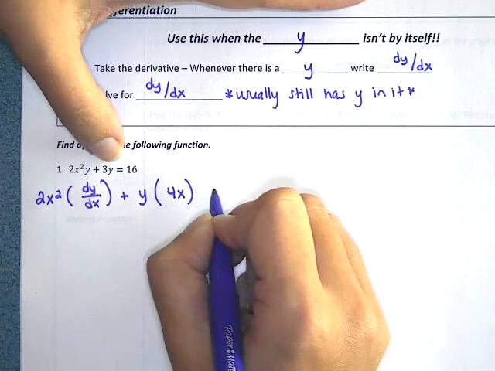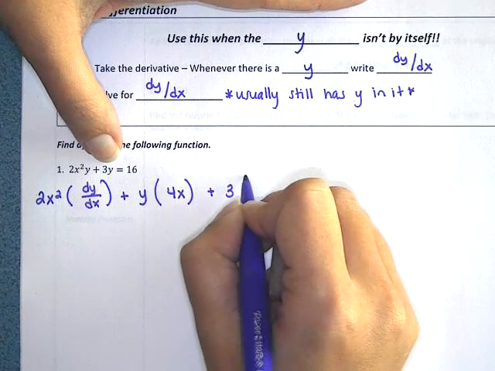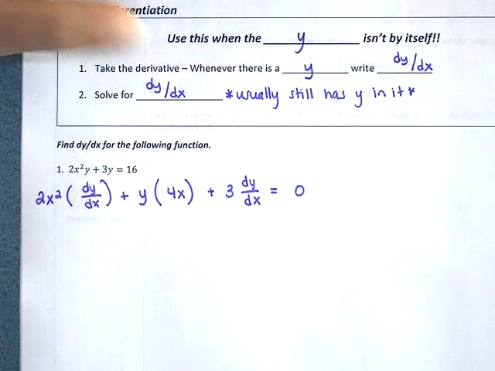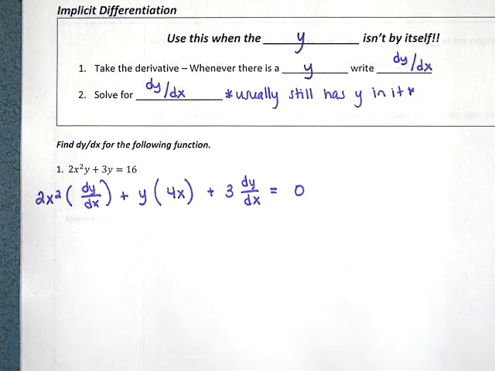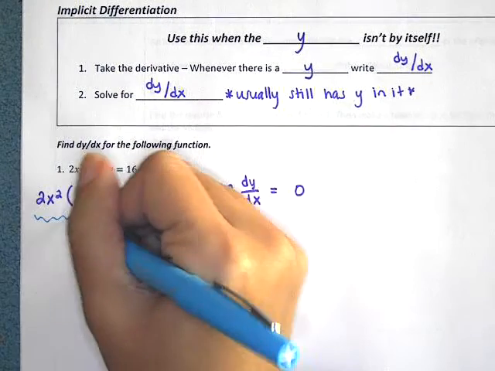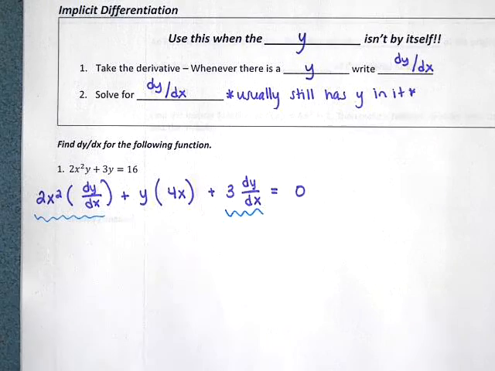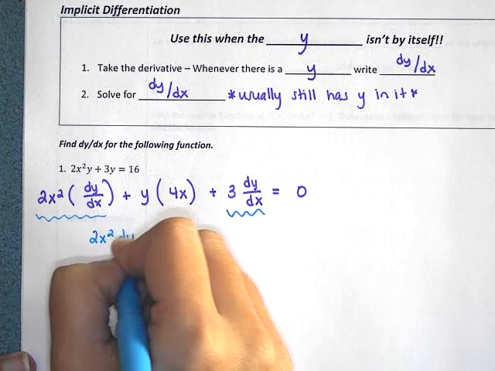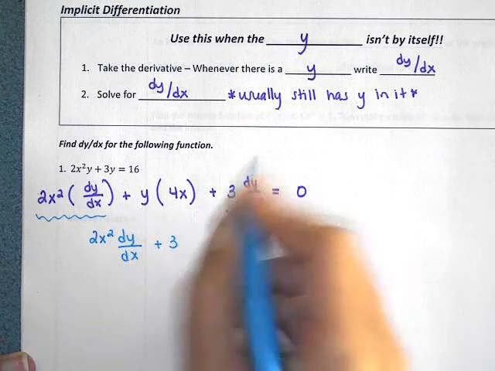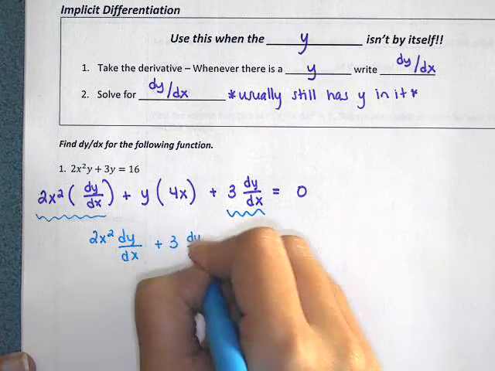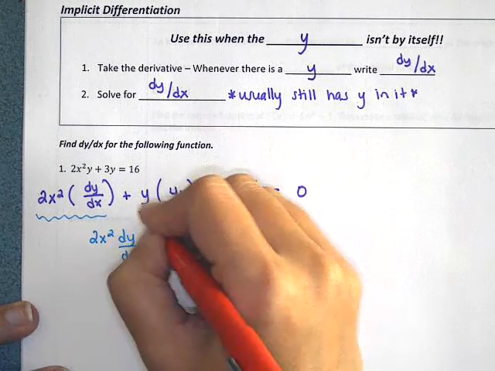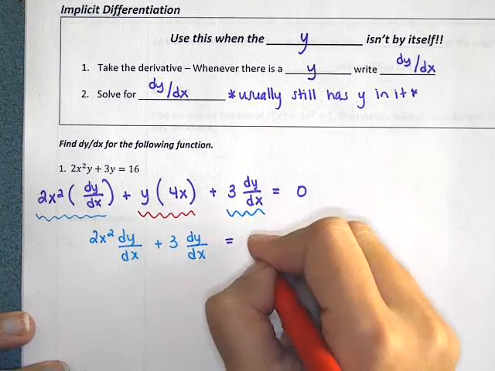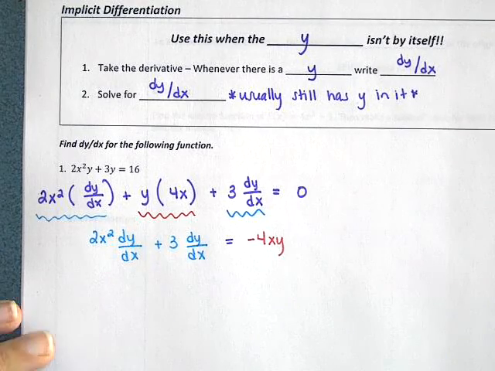Now separately, I'm going to take the derivative of 3y. So I'm going to have 3 dy/dx, and then the derivative of 16 would be 0. Now I can see here that there are two separate terms that both have a dy/dx in them, so I'm going to leave those two terms on the left-hand side. Now there is also a term that doesn't have a dy/dx, so I'm going to subtract to move that to the right-hand side, and I get negative 4xy.